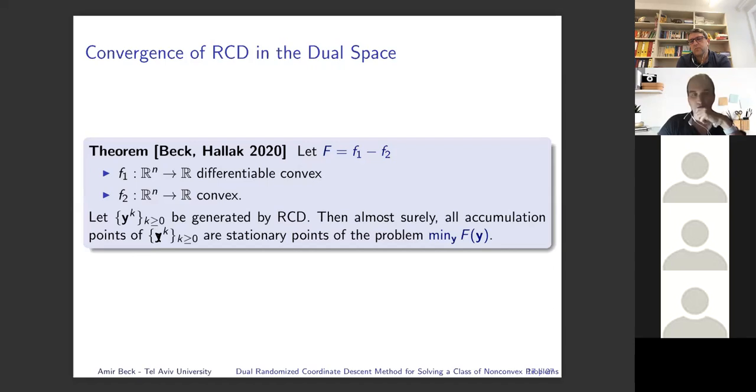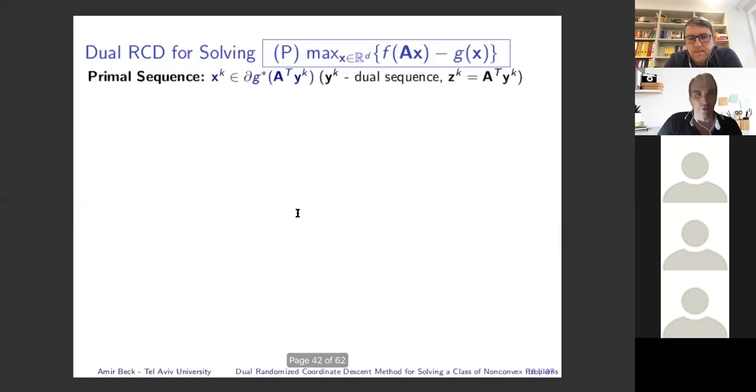So somehow, even though it's a difference of convex, a DC problem, which usually means that most algorithms converge to critical points and not to stationary points, here, the fact that we use the randomized coordinate descent method ensures us, no, not ensures, almost ensures us that we get stationary points as accumulation points.